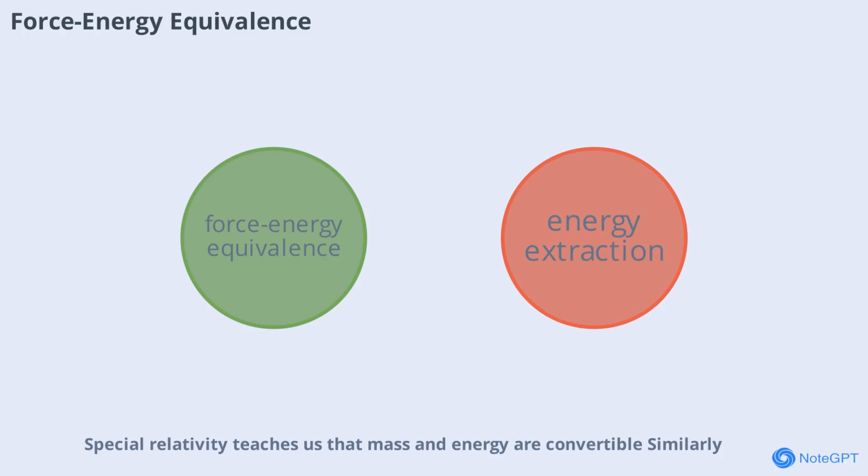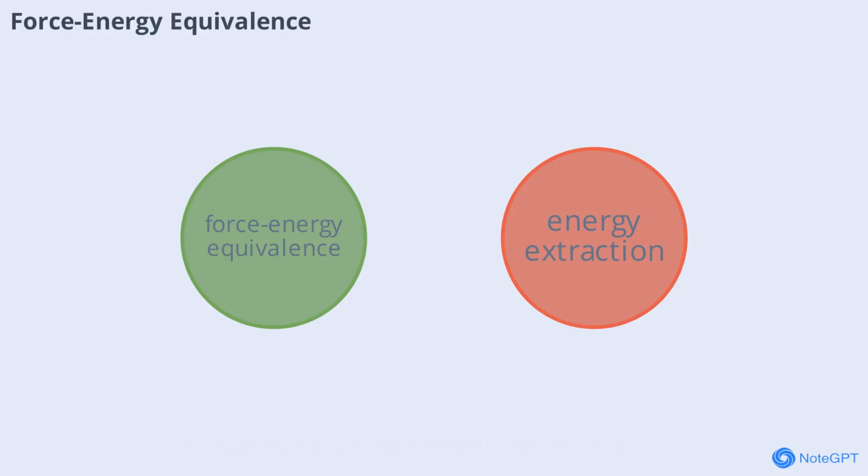Special relativity teaches us that mass and energy are convertible. Similarly, force and energy can be interchanged. The force formula, when combined with charge and frequency, leads to a new equation that expresses energy in terms of force and frequency. This equivalence opens up possibilities for extracting large amounts of energy from small forces.